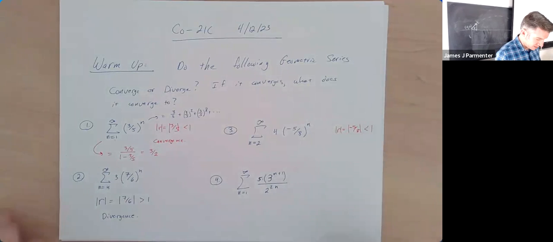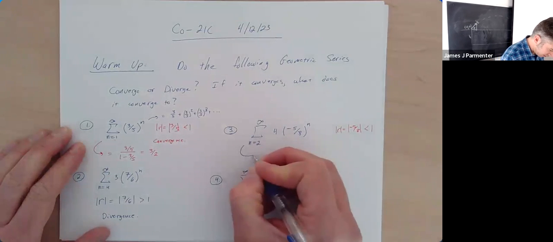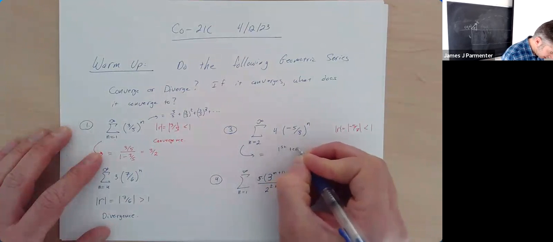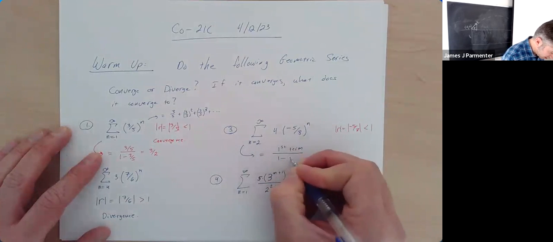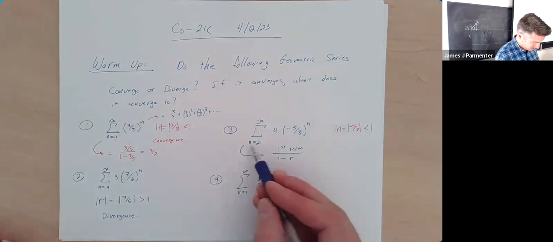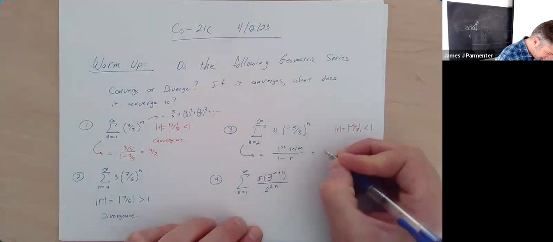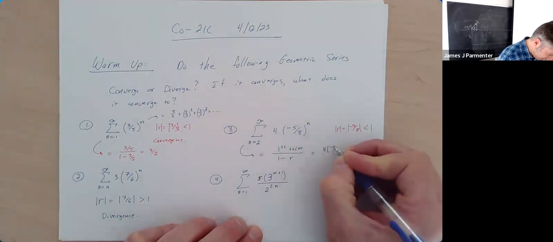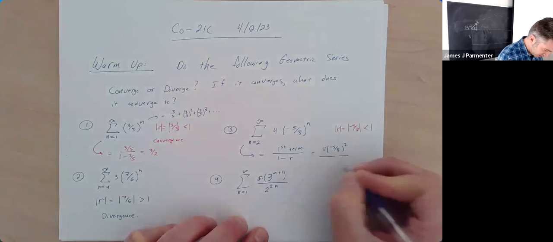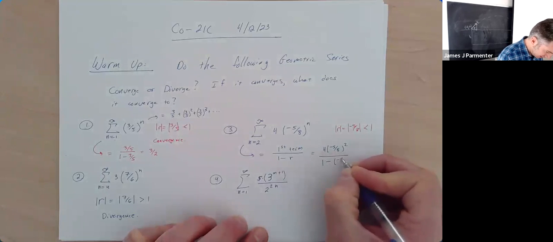Okay, we have to be a little more careful what this converges to. This is going to end up converging to, again, I'm going to write it just so you can all see, it's always just the first term over 1 minus the ratio if it converges. Here our first term, well, I'm starting at n equals 2. So my first term is 4 times (-5/8) squared. And then 1 minus my ratio is 1 minus -5/8.